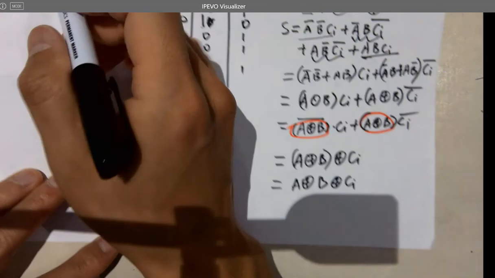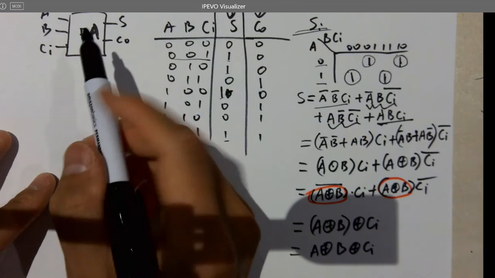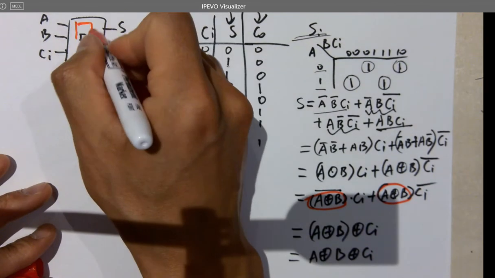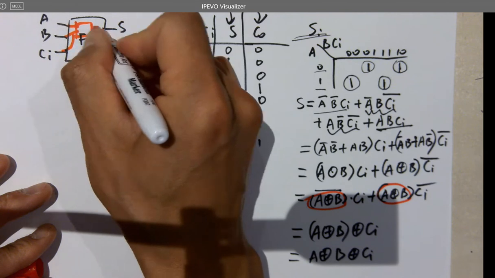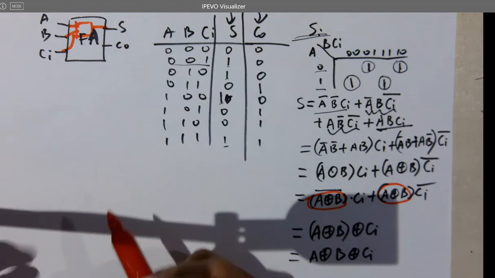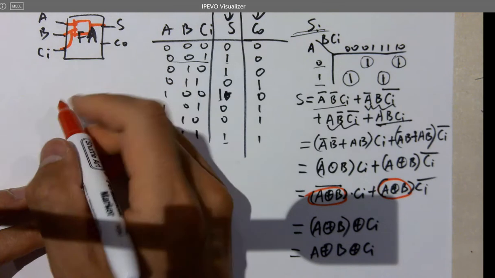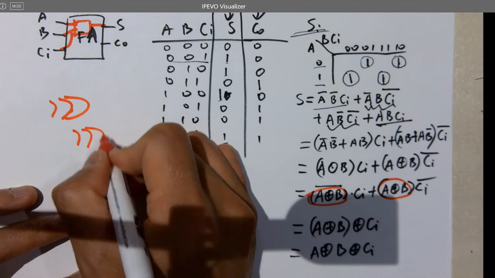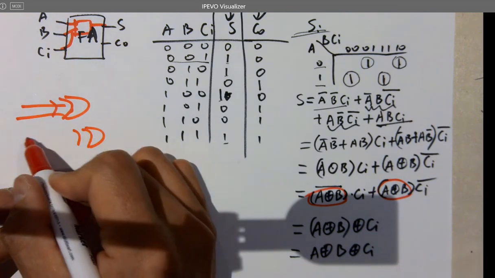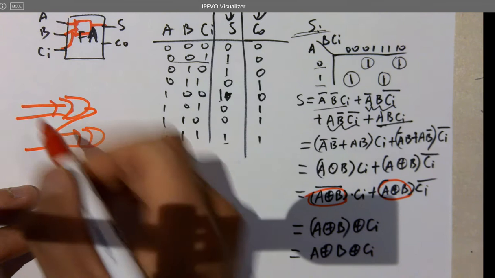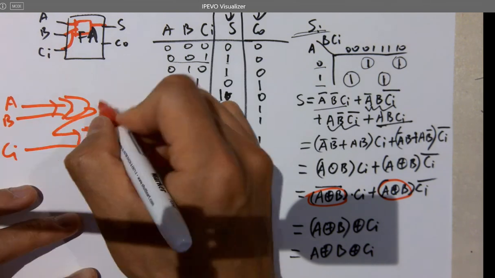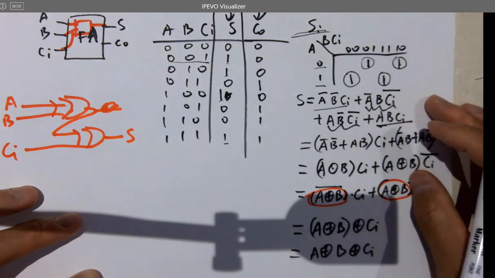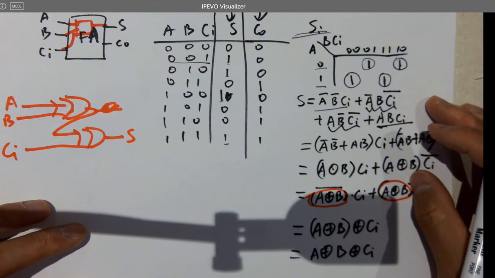So for S in this full adder, part of the circuit, so the top logic block to get your S is this. And so that's S, right?